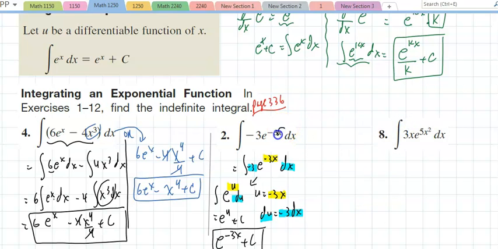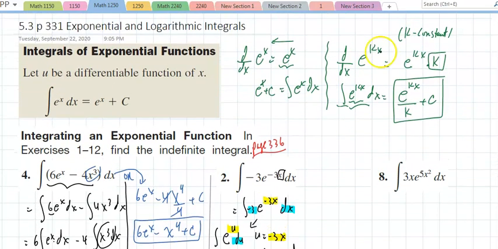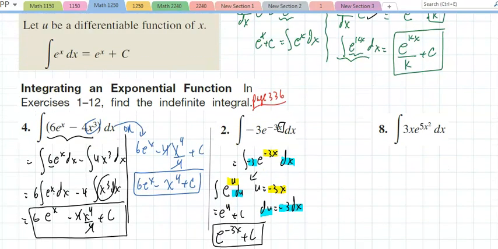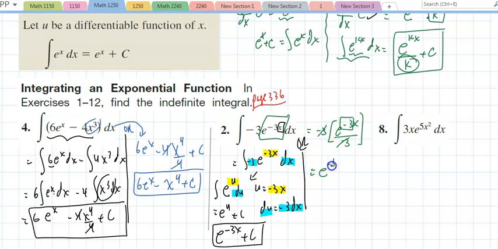Or, if this is linear, I'm going to use this trick. I'm going to say, guess what? This is negative 3, you ignore. e to the negative 3x, and if I take a derivative, I multiply by a negative 3. Since I'm taking an antiderivative, I divide by that constant, which is the k in this case. The negative 3's cancel out, and I'm left with e to the negative 3x plus c. So you should start doing the problems in that sense.